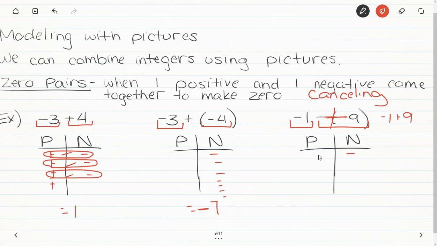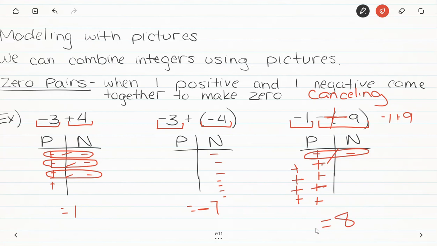So those +9 have to go on the positive side. 1, 2, 3, 4, 5, 6, 7, 8, and 9. So now I can cancel one of them and get rid of 1 because I have one set of opposites. Now I have to count up and see what is left. I am left with 1, 2, 3, 4, 5, 6, 7, 8. So my answer for this one should be 8 positives. I have 8 positives left, nothing canceled.